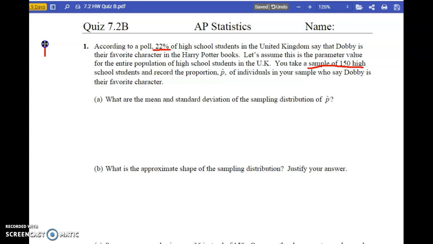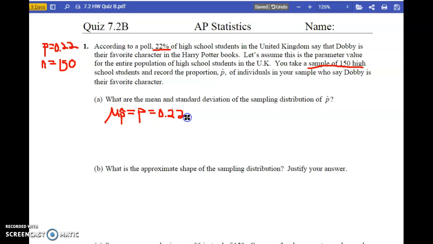So the information they gave us was the population proportion p. Your calculator doesn't understand percents, so 0.22, and they gave us n was 150. And in part A, what are the mean and standard deviation of the sampling distribution of p-hat? Well, the mean of the p-hats, and notation's important, that's equal to the population parameter p, which is 0.22.